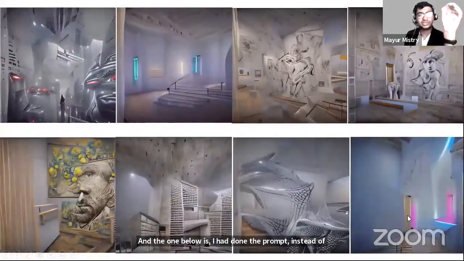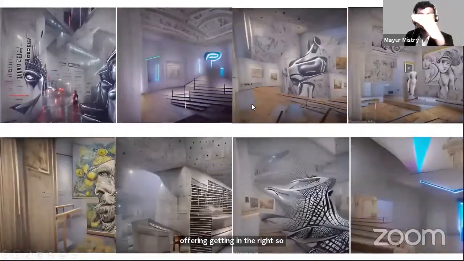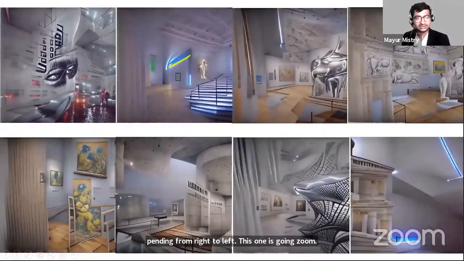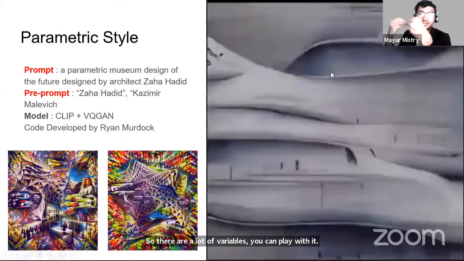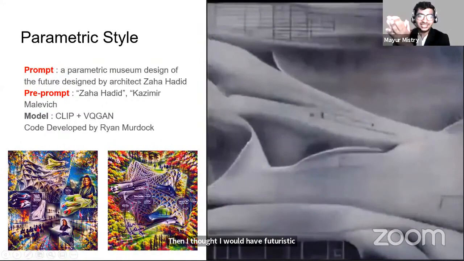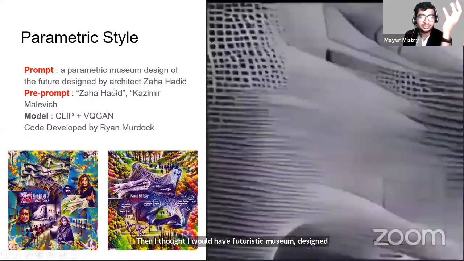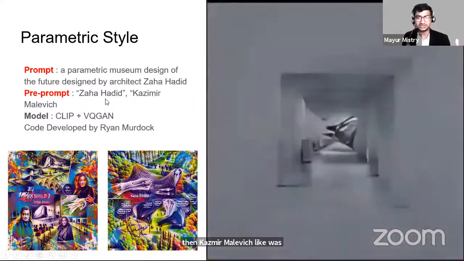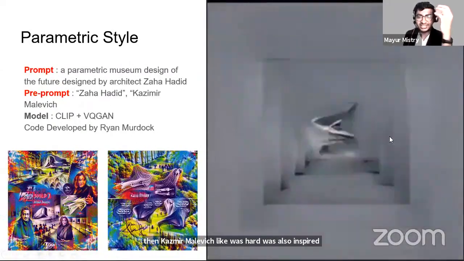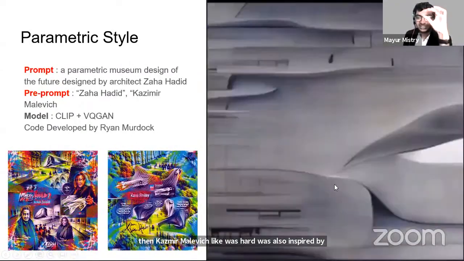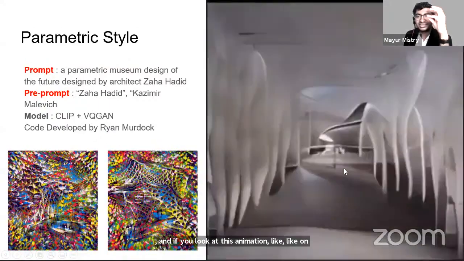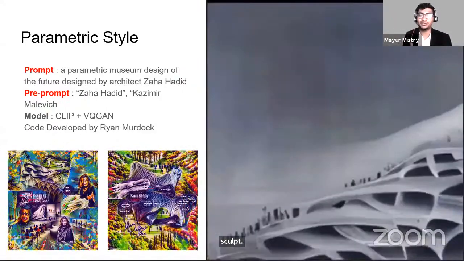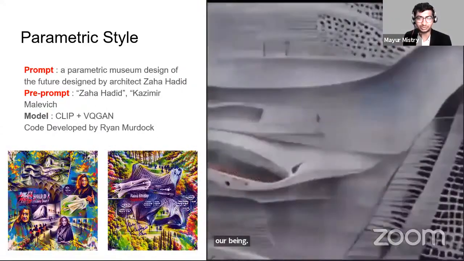On the right, a few of these are panning from right to left. This one is going zoom. So there are a lot of variables you can play with. Then I thought, how would a futuristic museum designed by Zaha Hadid look? And I gave a pre-prompt of Zaha Hadid and Kazimir Malevich, whose artwork she is also inspired by. And if you look at this animation, on each instance, you'll find people sculpt, like some aspect of Zaha's form is being translated into the output.